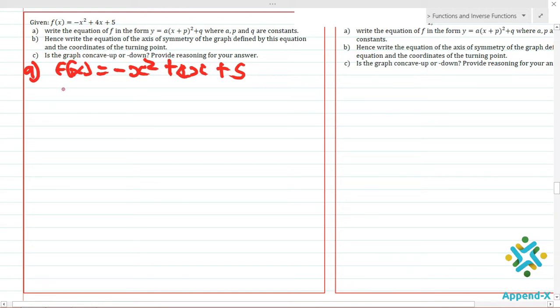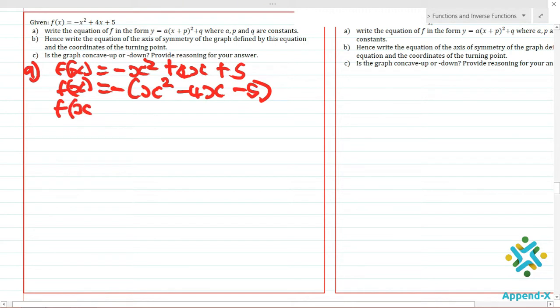So we will rewrite f of x as f of x is equal to negative factored out. Now the coefficient of x squared is a positive 1. So x squared minus 4x minus 5. Now we can complete the square for the contents in the brackets. So we will rewrite this as f of x is equal to negative open bracket.